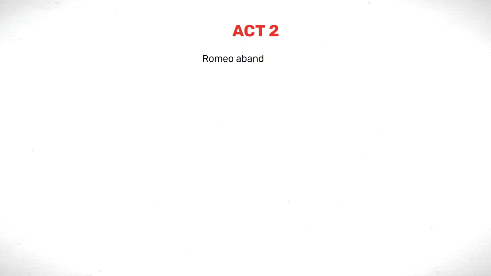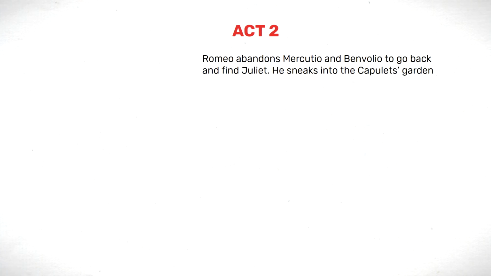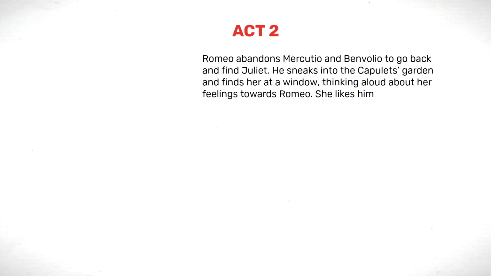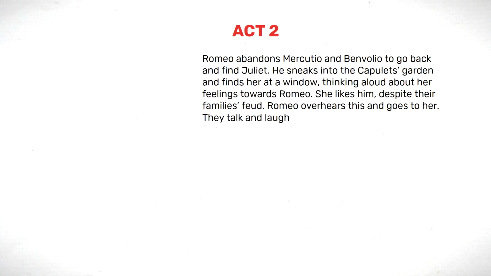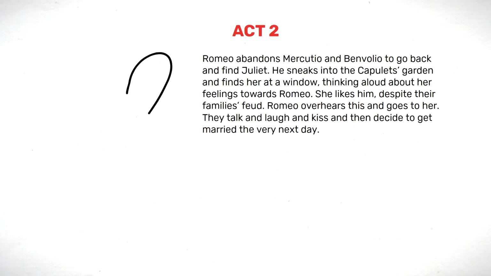In Act 2, Romeo abandons Mercutio and Benvolio to go back and find Juliet. He sneaks into the Capulet's garden and finds her at a window, thinking aloud about her feelings towards Romeo. She likes him, despite their family's feud. Romeo overhears this and goes to her. They talk and laugh and kiss, and then decide to get married the very next day.